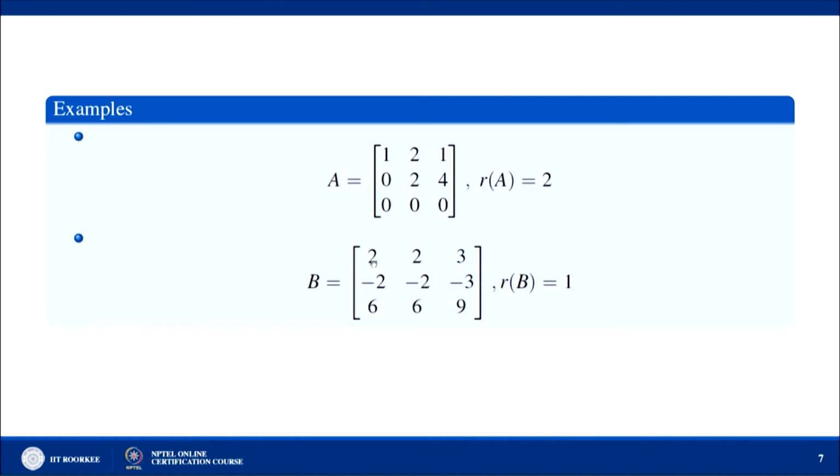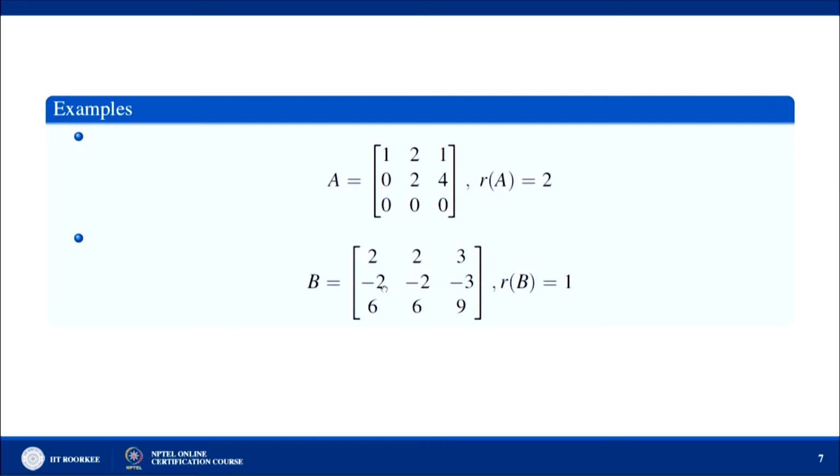Now, see here, if you have this matrix, the first row is 2 2 3, the second row is -2 -2 -3, the third row is 6 6 9. If you multiply the first row by -1, you will get the second row. That means the second row is simply -1 times the first row. So, these two rows are linearly dependent. Similarly, if you multiply the first row by 3, you will get the third row. That means this row and this row are also dependent. So, what is the maximum number of linearly independent rows this matrix has? Only one, that is 2 2 3, because the other two rows are linearly dependent on the first row. So, the rank of this matrix is 1.